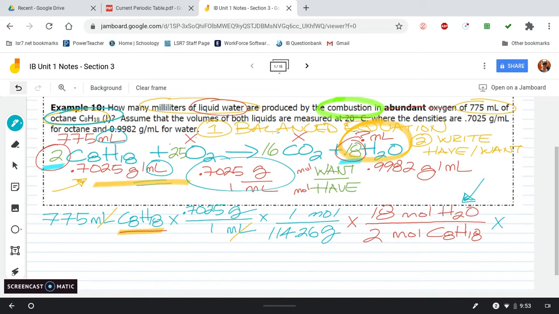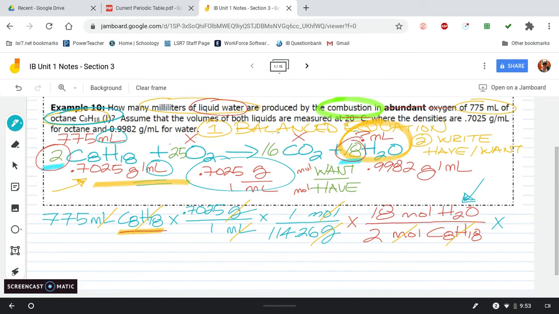But if we look at our units, they're canceling. So we've got grams on top. It canceled the grams there. And these moles canceled. And look, that octane now canceled. So right now we have moles of water. If you stop right now, you get moles of water. But the problem didn't want moles of water. It wanted milliliters. So we're going to have to do another conversion factor.